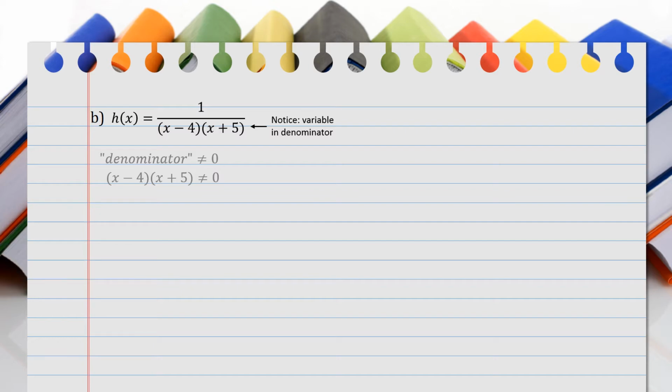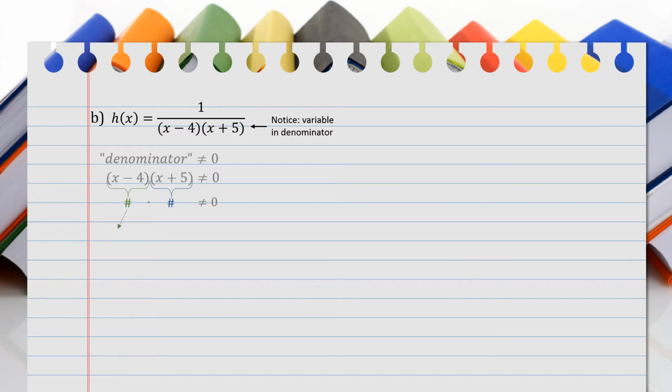Now x minus 4 represents some number, and x plus 5 represents some number. And so what we have is some number times some number equaling 0, and we can't let that happen. But the only way two numbers can multiply to give you 0 is if one of the numbers is really 0 in disguise. So we need to investigate both values.